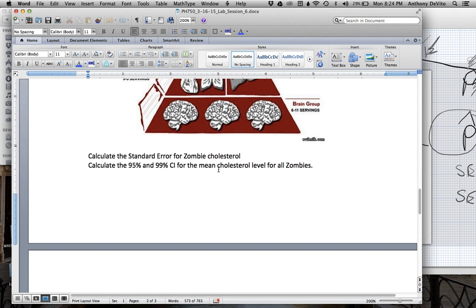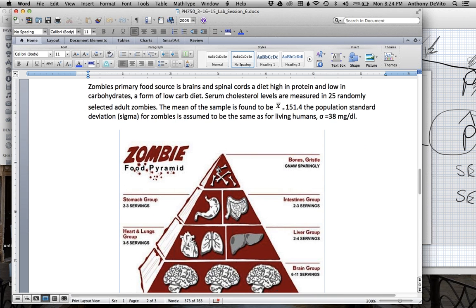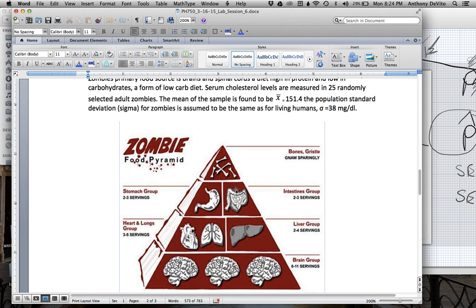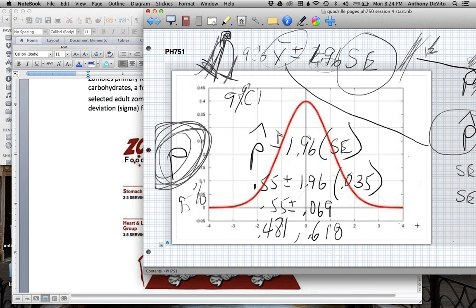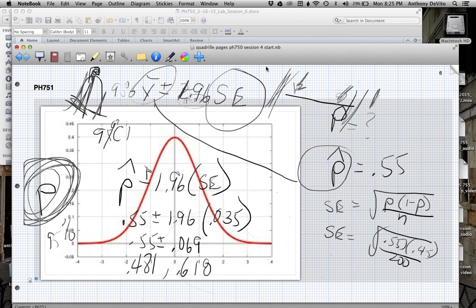Find the standard error for zombie cholesterol. I'll leave that up to you guys. Sigma is equal to 38, sample size is 25. I'll pull up a piece of paper in the meantime.